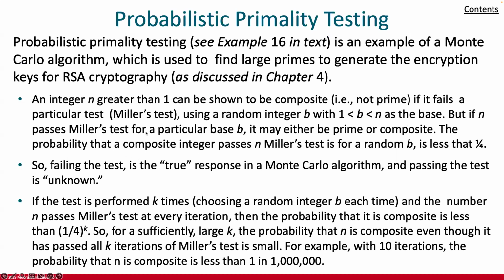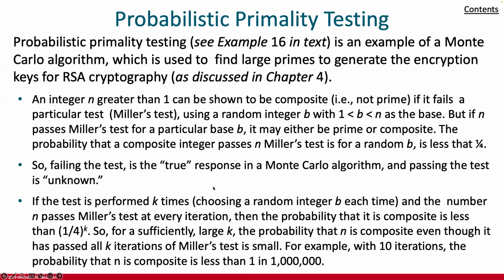But if n passes Miller's test for a particular base, n may be either prime or composite. The probability that a composite integer passes Miller's test for a random b is less than 1/4. So failing the test is the true response in a Monte Carlo algorithm, and passing the test is unknown.